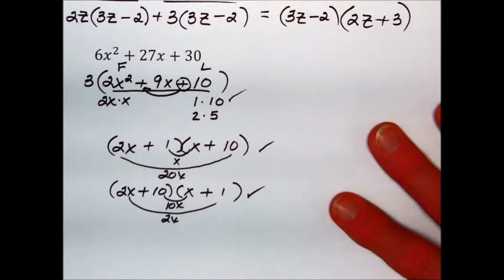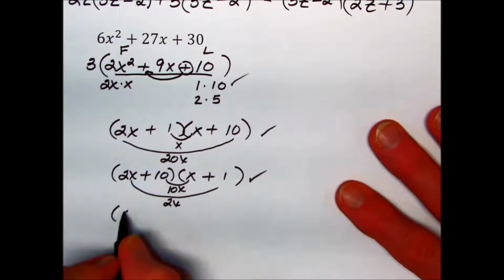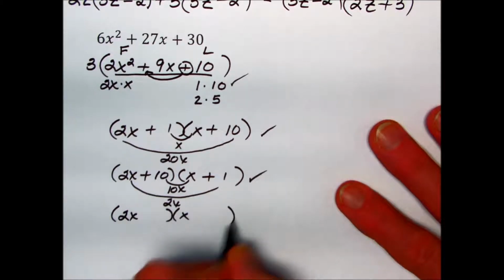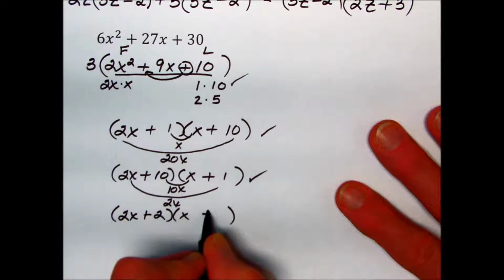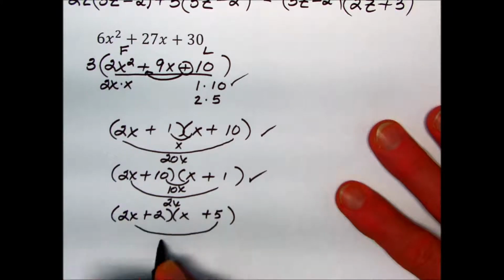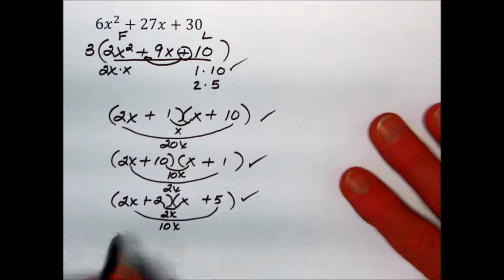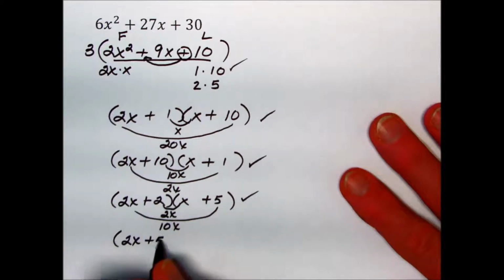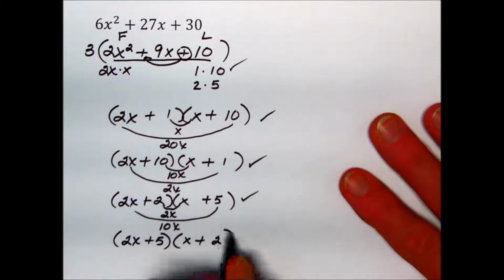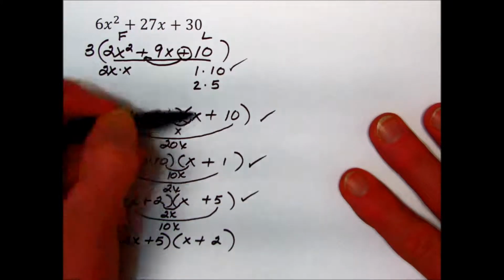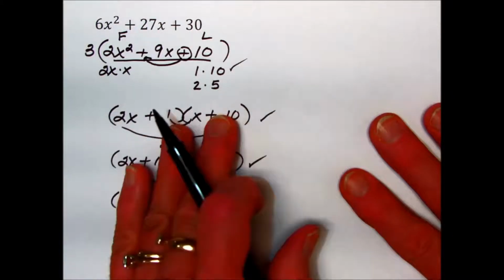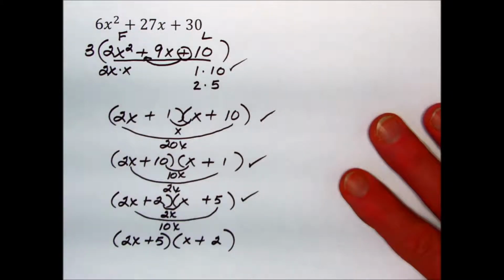Our last hope is with the 2 and 5 combination. So I'm going to leave my 2x and x as my first terms. I will put a plus 2 and a plus 5. My outside is a 10x. My inside, when I'm using part of the FOIL, is a 2x. That adds up to be 12x. That's not the case. The only other option is putting the 5 first and the 2 second. And if you notice, I left my first terms in the binomials the same. It's only those second terms that are getting replaced and switched for all the combinations.